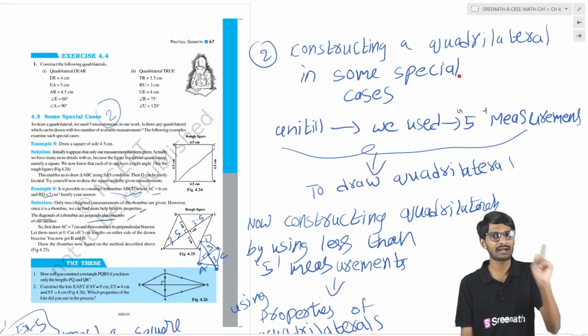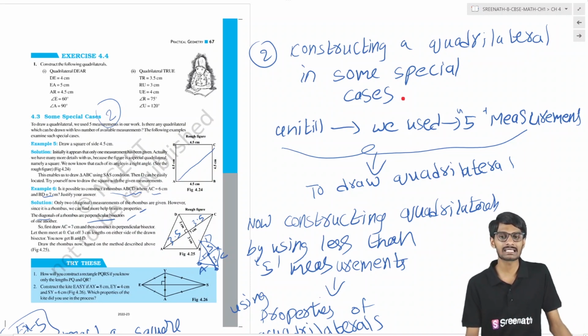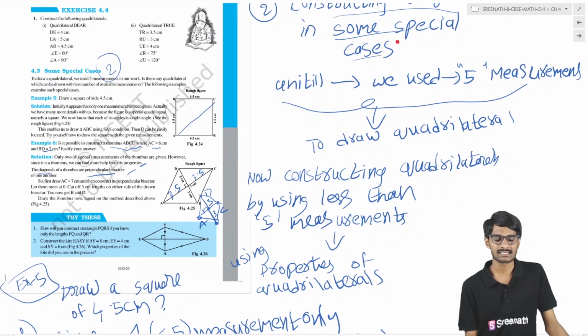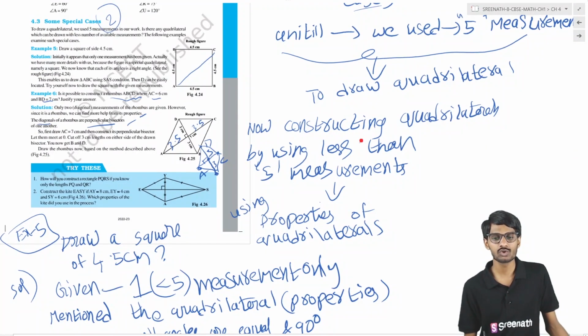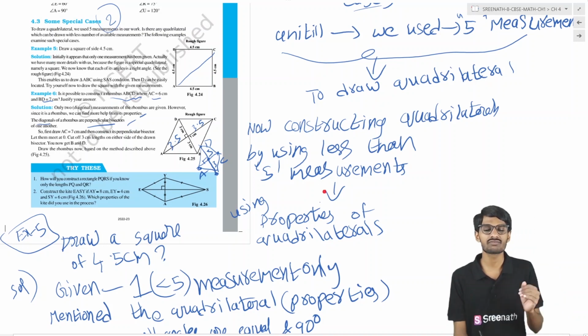So in that way you have completed the first topic, students. Now the second topic: constructing quadrilaterals in some special cases. How will you construct in some special cases? Until now they have given 5 measurements, and using those 5 measurements we have drawn quadrilaterals. Now we are constructing quadrilaterals using fewer than 5 measurements.